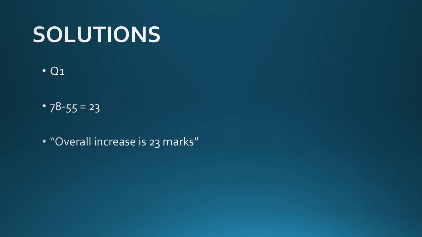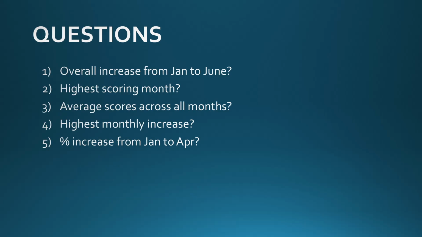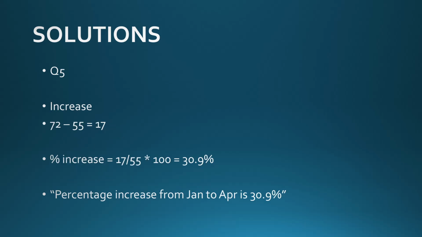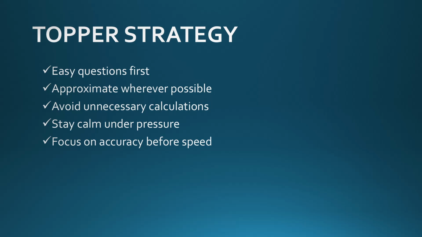Next, last question, percentage increase from January to April. So increase from January to April is 55 to 72. So the difference is 17. Percentage increase is 17 by 55 into 100, which is 30.9%. So percentage increase from January to April is 30.9%.